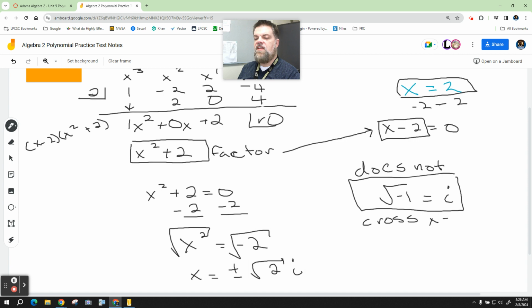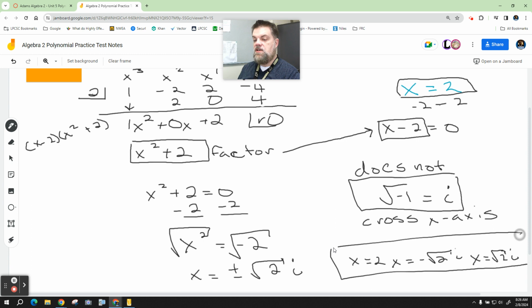I probably won't have that on the test though, guys. I'll probably only have real numbers. By the way, I've got plus or minus, so really what I'm saying is that x equals 2 is a solution, x equals negative the square root of 2 times i is a solution, and x equals the square root of 2i. So those are my 3 solutions. It's just 2 of them are imaginary.